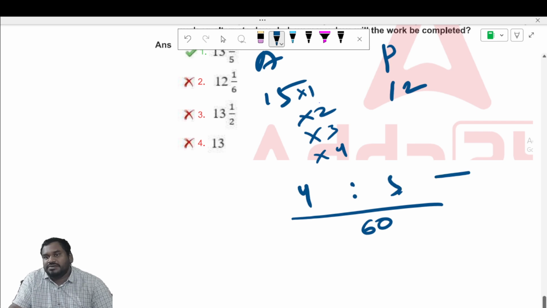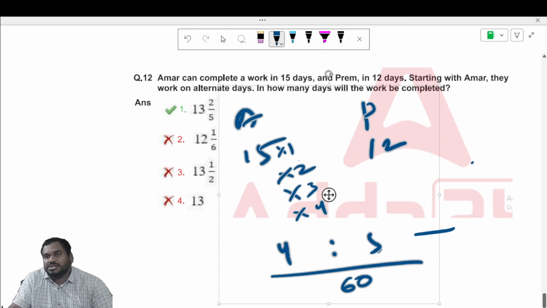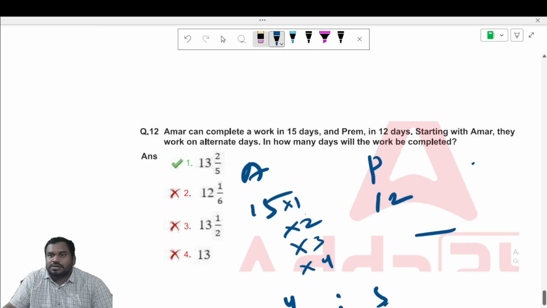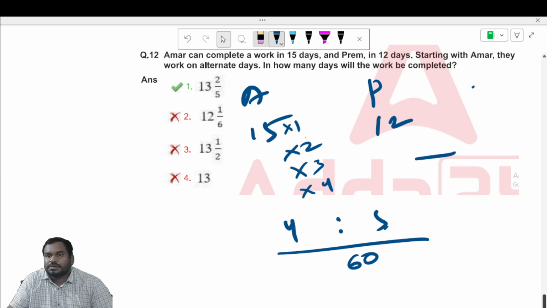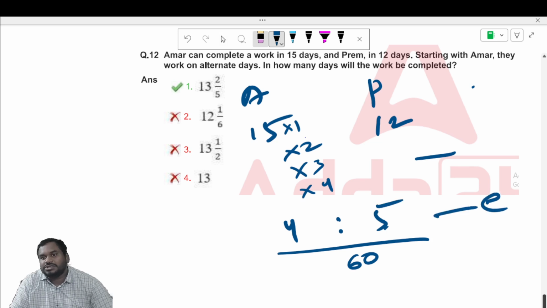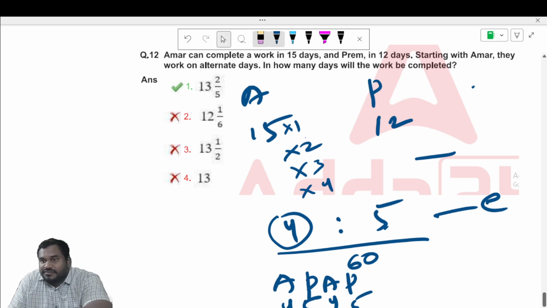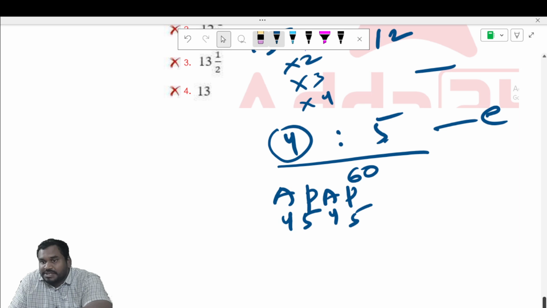60 divided by 12 is 5. These are the efficiencies. Using these efficiencies, starting with Amar, they work on alternate days. So Amar is working first, then Prem: Amar 4 parts, Prem 5 parts. So if they work for 2 days, 9 parts of work is completed.